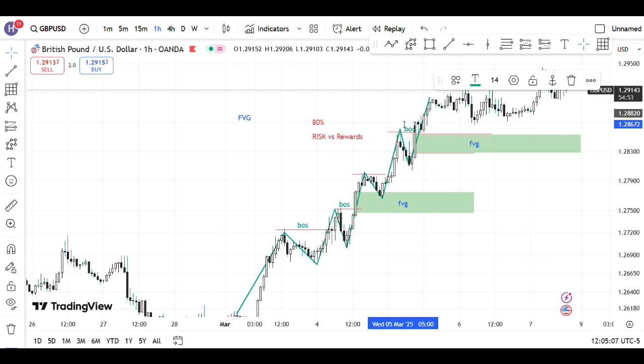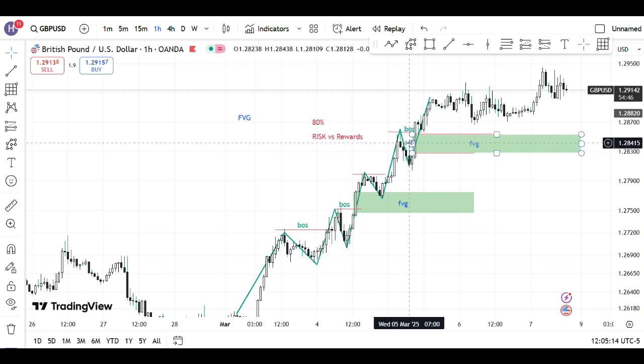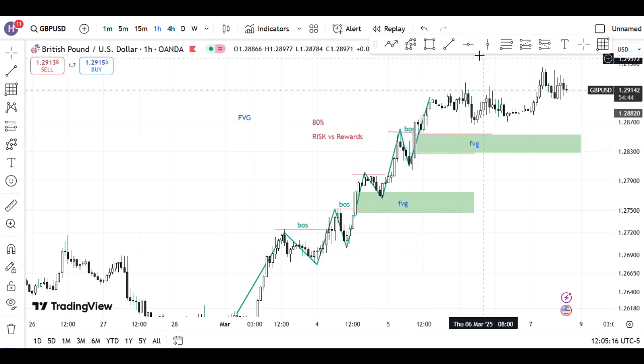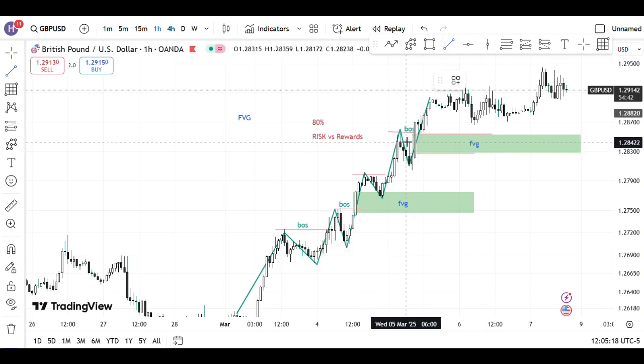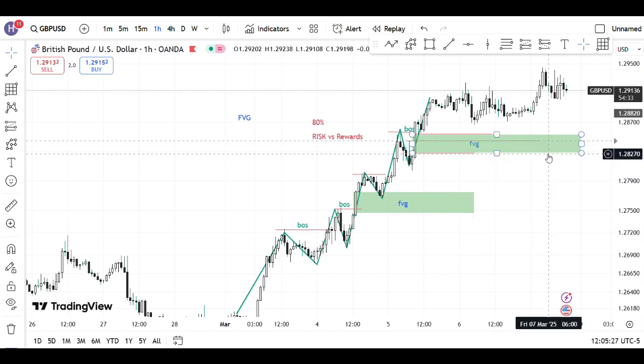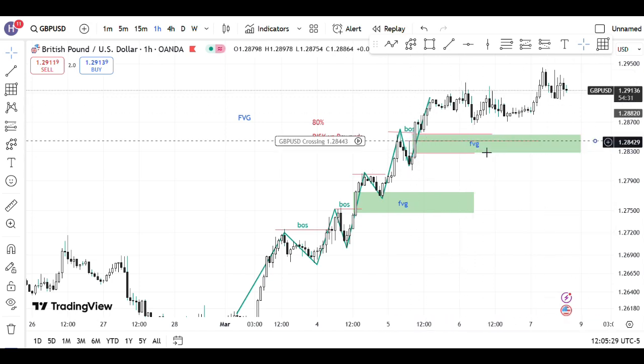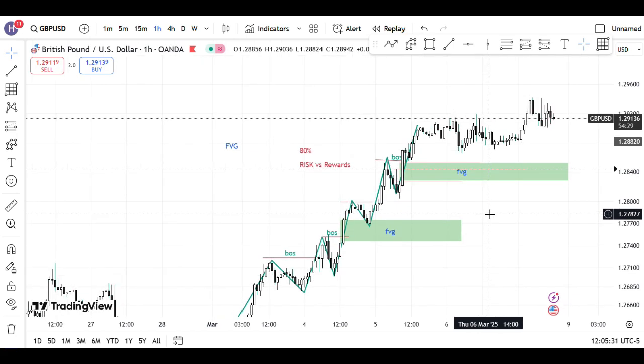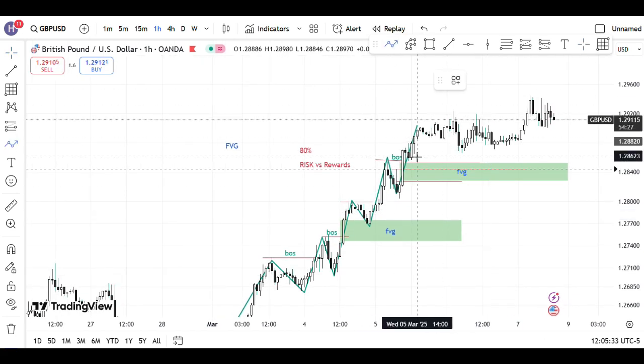Let me see this one. Here there is a break of structure. A clear break of structure is there. Here there is a fair value gap, but at least this fair value gap should be covered. Entry should be from here. We can mark a price alert here, so when the chart comes here, you can receive a notification.